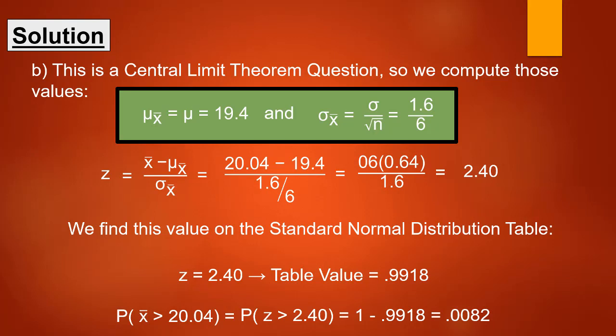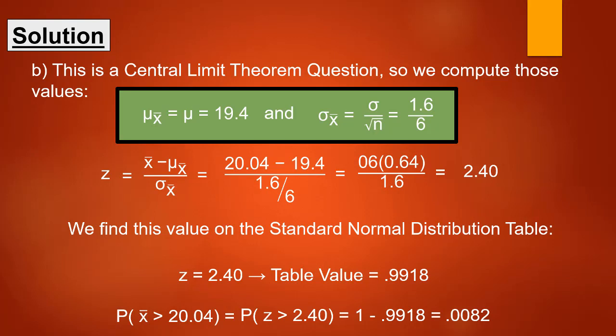Look at the stark differences between the answers for Part A and Part B. They really asked a very similar question: what's the probability of having a length over 20.04? But in Part A, we were asking about one baby having that length. And in Part B, we were asking about 36 babies having an average that was greater than that length.